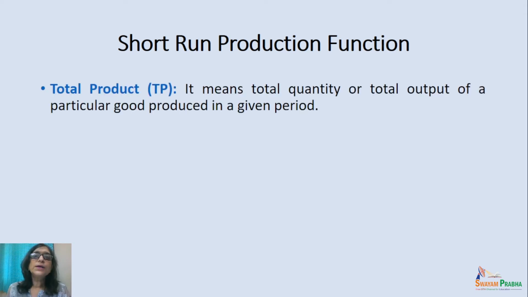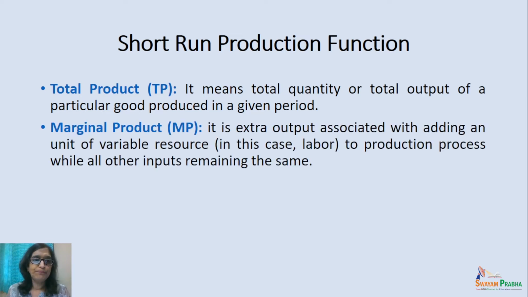Since we have talked about that in short run, one variable is fixed and the other variable is changing, we will try to understand what are the various types of products which we talk about in short run. The first one is called total product. What is total product? It means the total quantity or the total output of a good which is being produced in a given period of time. Let us say in our function, Q is a function of labor and capital. Q is the total output produced, which is also called the total product.